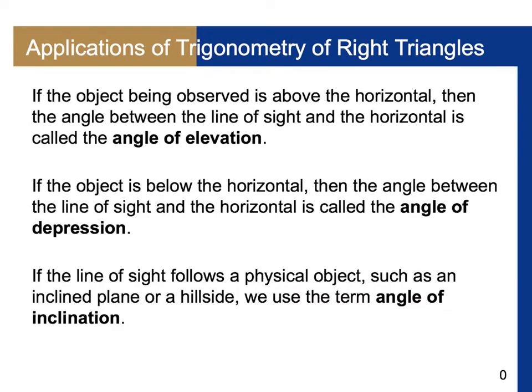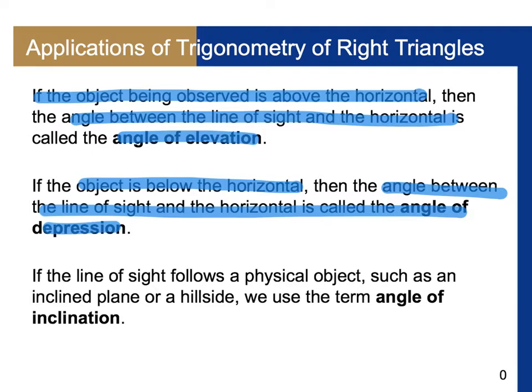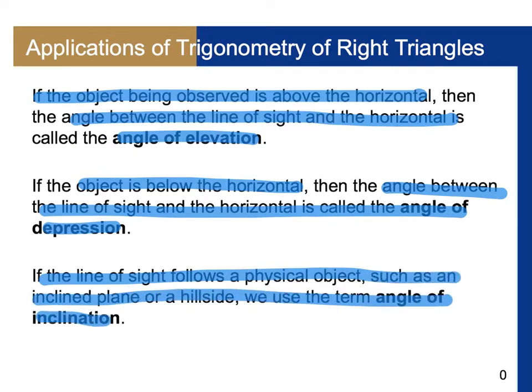Okay, so just to summarize, if the object being observed is above the horizontal, then the angle between the line of sight and the horizontal is called the angle of elevation. If the object is below the horizontal, then that angle is called the angle of depression. Either way you have a right triangle. If the line of sight follows a physical object, such as an inclined plane or a hillside, we use the term angle of inclination. We're going to stick probably with angle of elevation and angle of depression for our purposes.